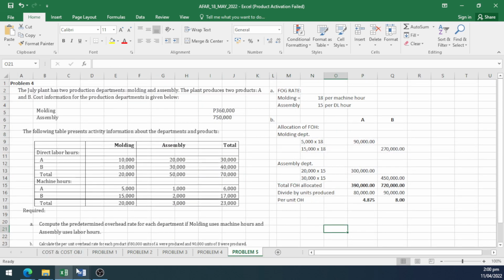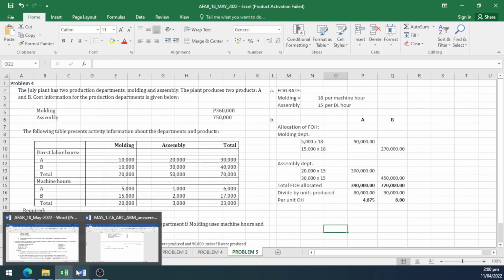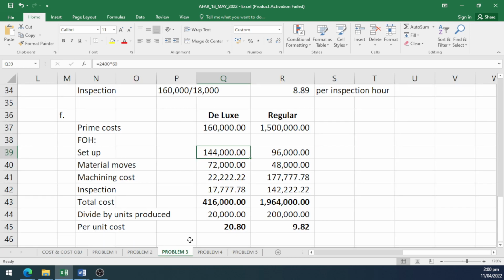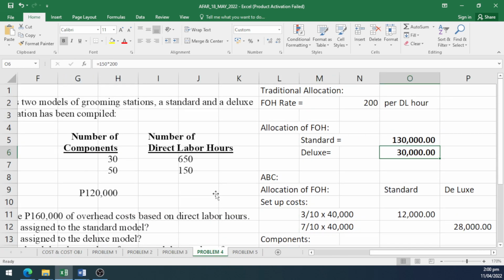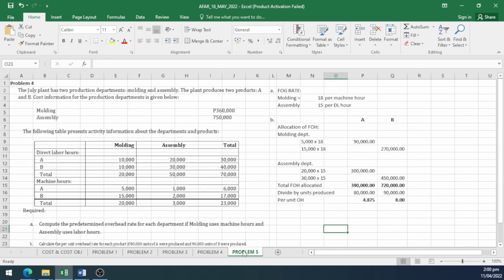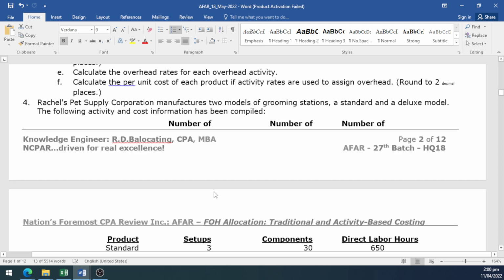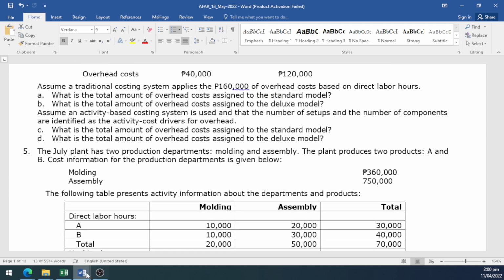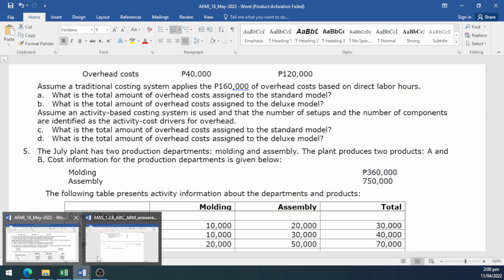This is problem number 5. Yes, problem number 5 ito. Itong July plant. Okay. So that's problem number 5.